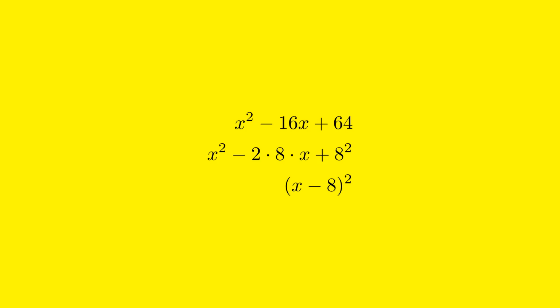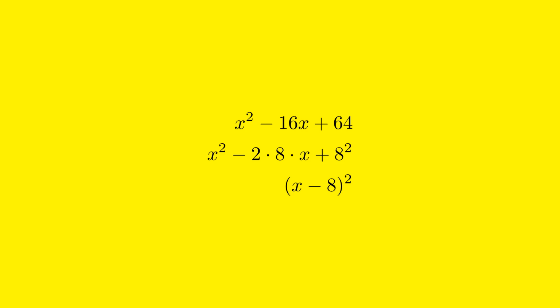First, let's look at the expression x squared minus 16x plus 64. To solve this, we will begin by recognizing that this is a quadratic expression which we can try to factor. Notice that both the first and last terms of the expression are perfect squares. Specifically, x squared is the square of x, and 64 is the square of 8.